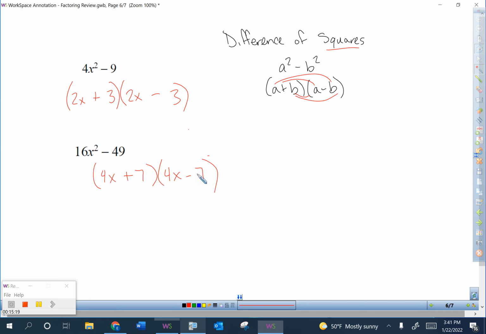You do have to watch out. Sometimes they're going to throw a GCF in with a perfect square, so that could look like 9x squared minus 36. There's a GCF that you would want to take out first here. Then it's still a difference of squares, so this would be x plus 3, because x squared is a perfect square, and then x minus 3. And that's it.